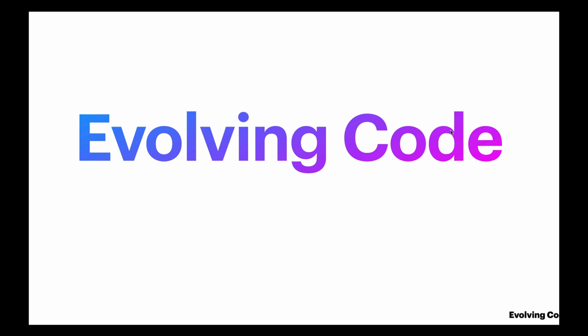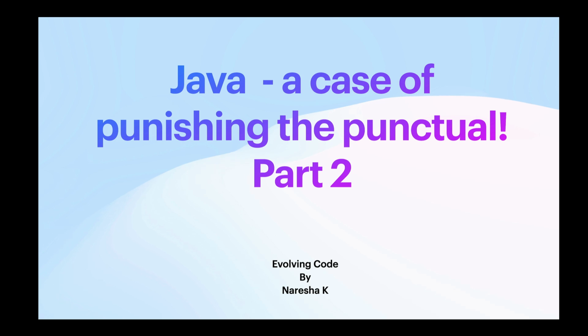My name is Naresha. In the last episode, we learned how string concatenation using the plus operator works under the hood, and we saw how the underlying API changed from StringBuffer to StringBuilder in Java 5. In this episode, we will understand how performance problems occur in string concatenation, and by observing the evolution of string concatenation implementation, what can we learn about making our application or code more evolvable?